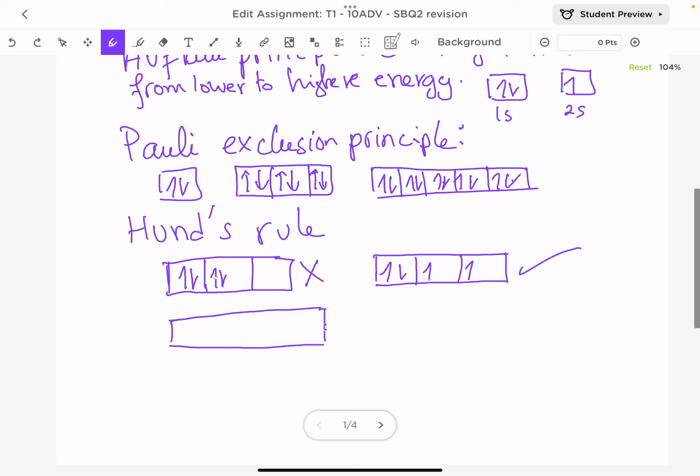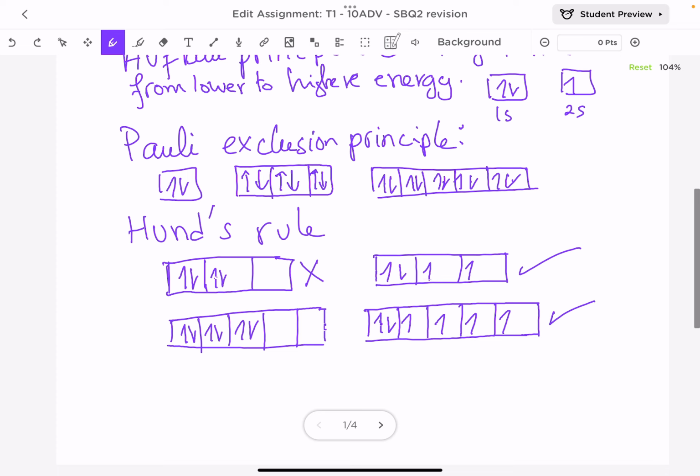Now let's look at d. If I am filling a d orbital, it is wrong to put the d like this. I have here 6 electrons. That's completely wrong. I should fill the d in this way. So if I have 6 electrons, 1, 2, 3, 4, 5, 6. This is the correct one, following Hund's rule.